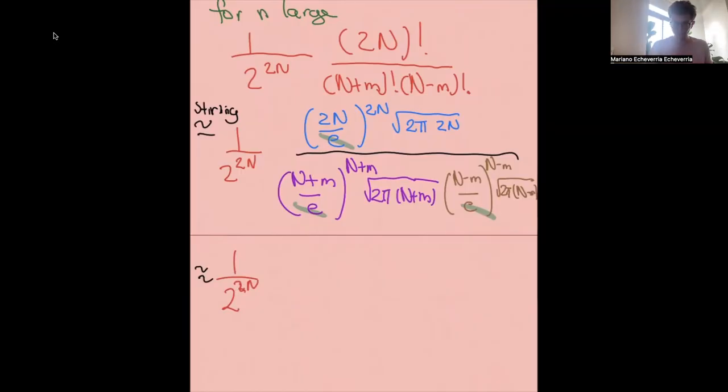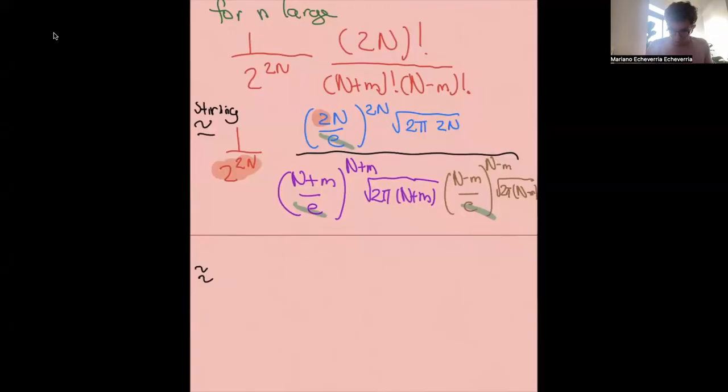Oh, there's another simplification that happens, sorry, before continuing. What's another simplification that happens here, which is easy to see? Let me put orange. If you raise 2 to the 2n, that's precisely what you get here. So that also goes away, okay?